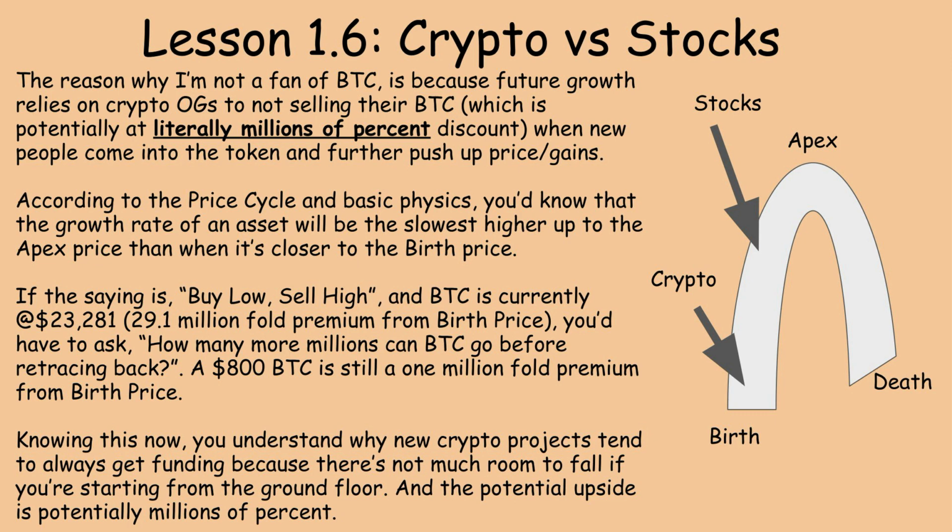So, in the case of an extreme Bitcoin bear market extended three years, five years, seven years, whatever, if it ever were to go down to $800 per Bitcoin, it's still a 1 million fold premium from 0.008 originally. Knowing this, you understand why new crypto projects tend to always get funding: there's not much room to fall if you're starting from the ground floor, and the potential upside is potentially millions of percent. That's why you get a whole bunch of so-called shit coins, but shit coins are just early startup coins, such as Watch to Earn.